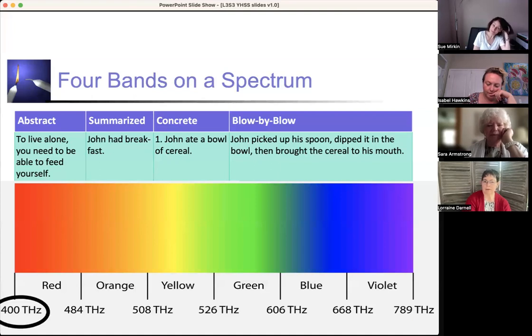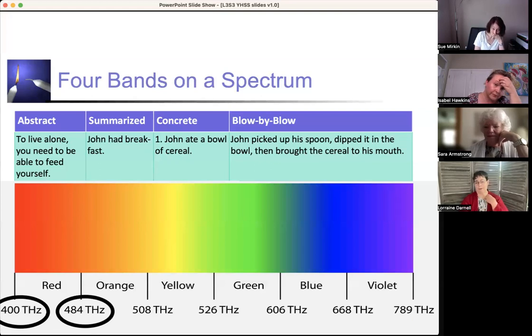So moving along, the 400 terahertz to 484 terahertz, we define it as the band for red, but that distinction between red and orange is arbitrary. It's for our convenience. Same is true with abstract, summarized, concrete, and blow by blow. They're arbitrary. They're for our convenience. Nonetheless, there's a difference between red and yellow. Right? And there's a difference between abstract and concrete and so on.